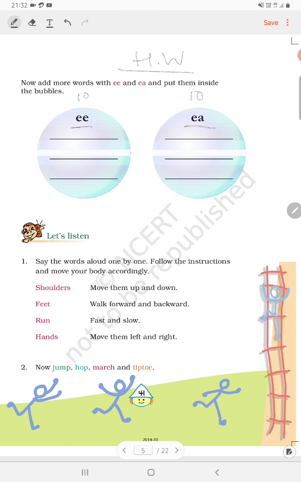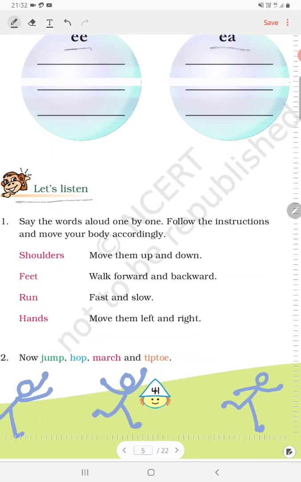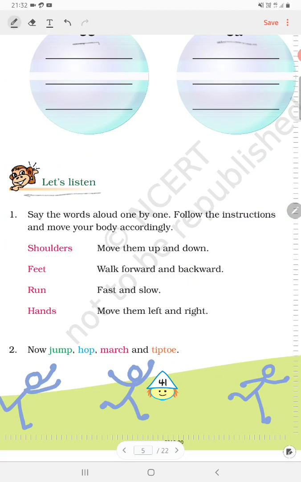Today, what we'll do is we will listen to this. These are the instructions given to you, and we have to understand what is being said in these instructions. Say the words, first one, say the words aloud one by one. Follow the instructions and move your body accordingly. Okay, so these are your body parts. We've got pictures here down below. Using these pictures, I will explain first the body parts.